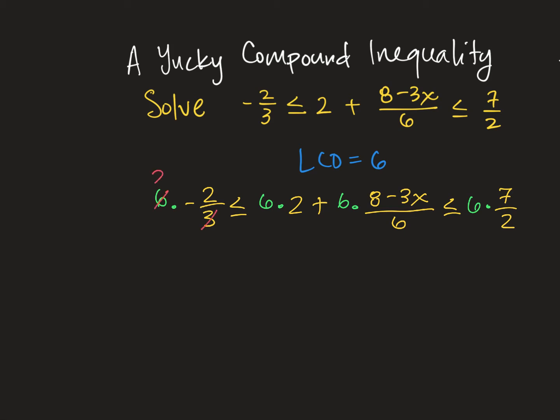3 will go into 6 twice. 2 times that remaining negative 2 is negative 4. I don't flip because I multiply by positive. Here, 6 times 2, nothing cancels because we're not dividing by anything. So it's just 6 times 2, 12. Plus, this 6 will divide into that 6 one time. 1 times, actually I'm going to go ahead and write that in red. 1 times the remaining 8 minus 3x is going to be just 8 minus 3x.